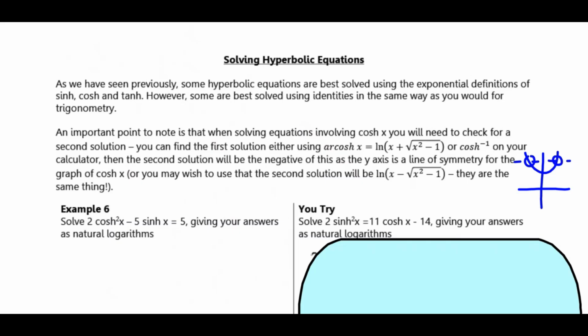This can either be found by just changing the sign using the symmetry of the graph, or it's actually true that if you change the sign in the middle of the ln, you'll get the same thing. But it's easy to just put plus or minus your answer.